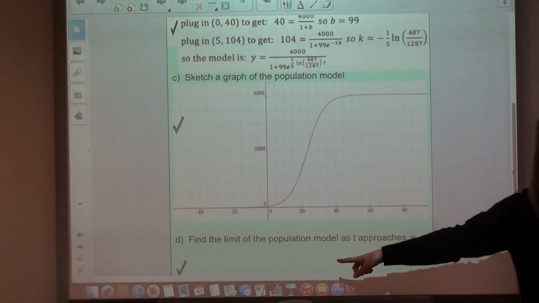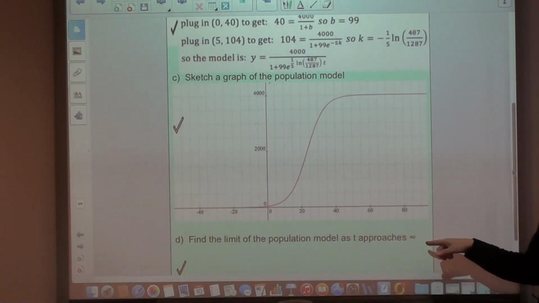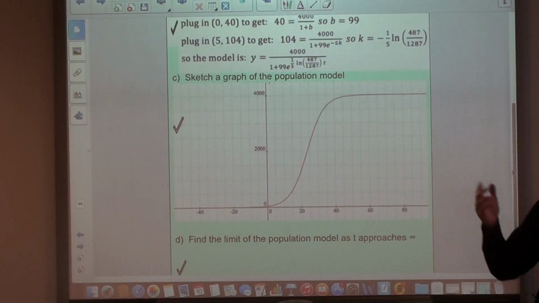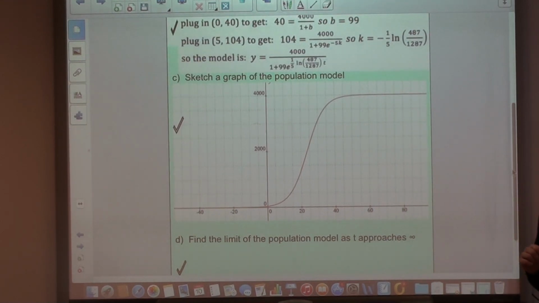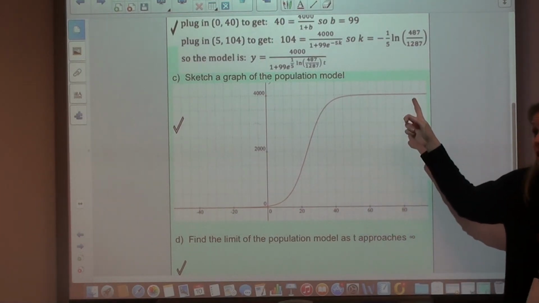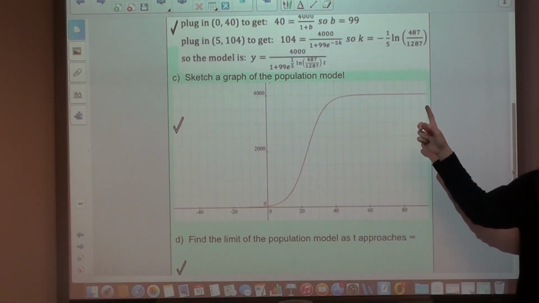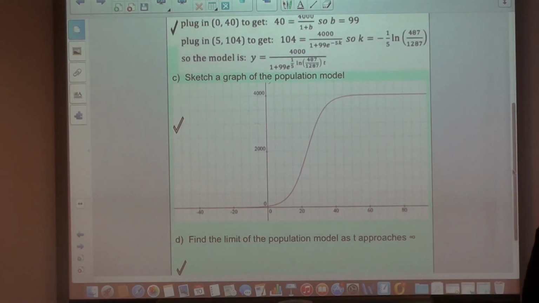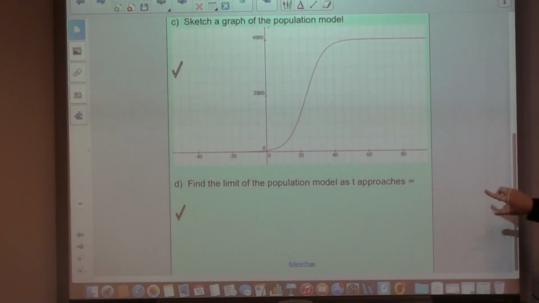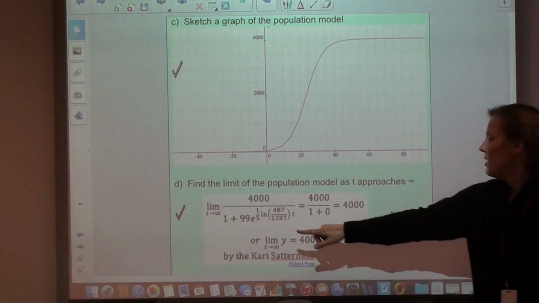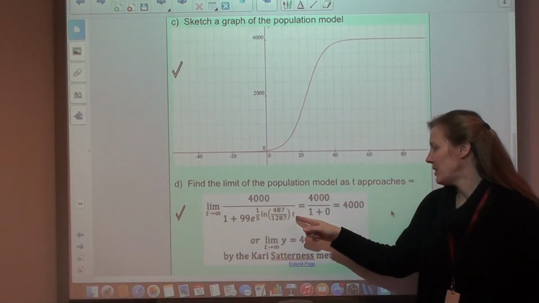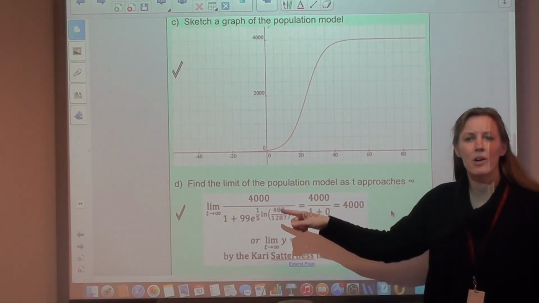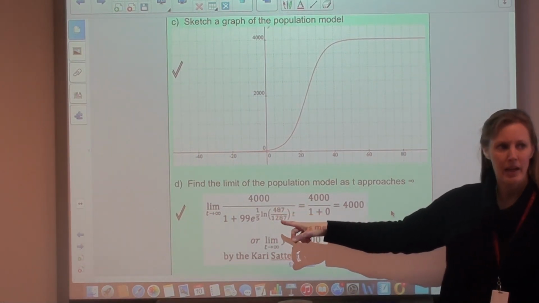Does anyone have an idea for the limit as t approaches infinity? How did you get 4,000? Because that's our L. If you just look at the graph, they explained first that they don't think we'll go over 4,000. Beautifully said. 4,000 is your limiting factor, your carrying capacity. So 4,000 is the limit as t approaches infinity. If you do this limit analytically, by plugging infinity in for t, I want you to be very aware, and this brings us back to the whole is k negative thing.